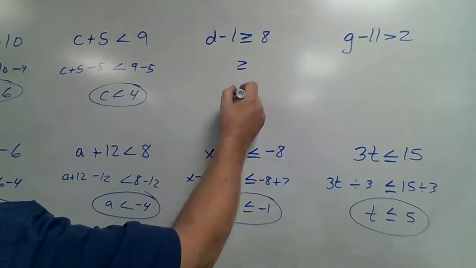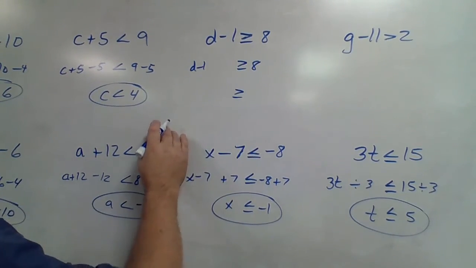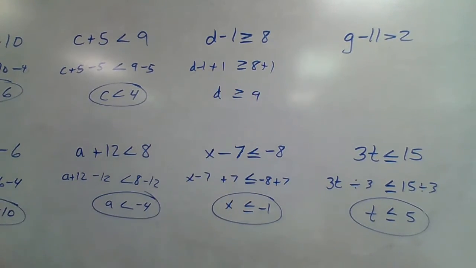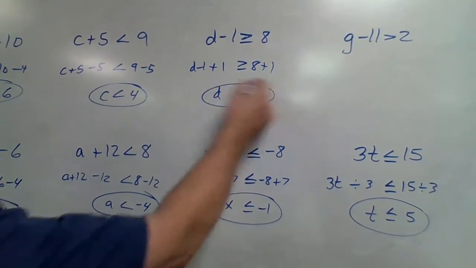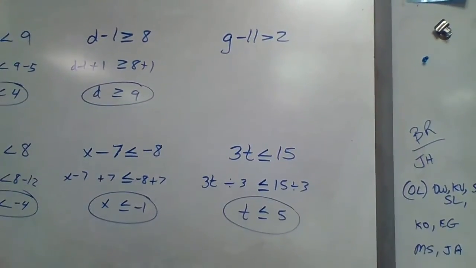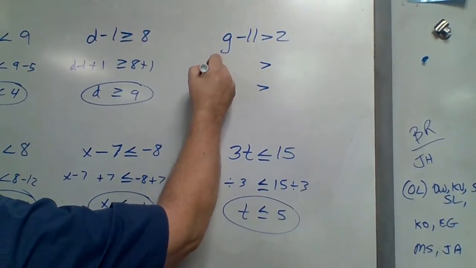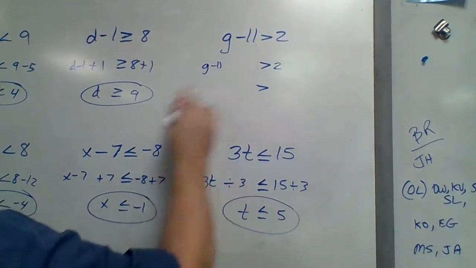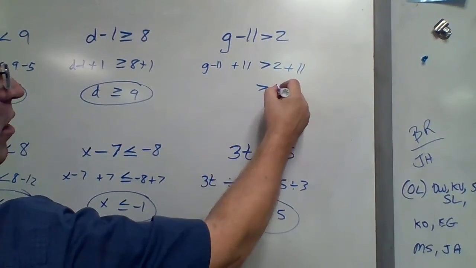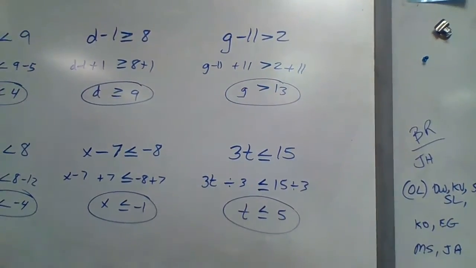Here, I'm going to write the symbols. I'm going to write the problem, leaving some space. I'm going to add 1 to both sides, and my d is greater than or equal to 9. And I'm going to write the symbols. I'm going to write the problem, but leave some space. I'm going to add 11 to both sides, and I get a g value that's greater than 13.